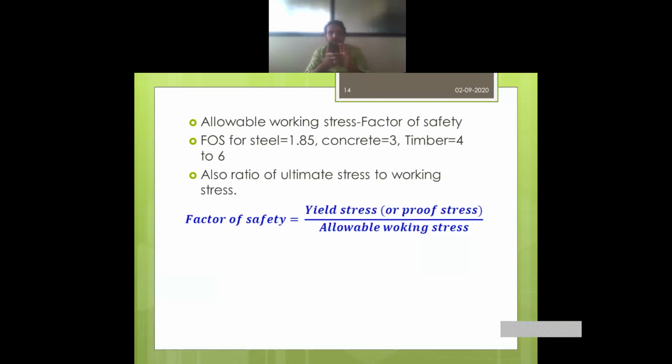But when someone presses it or it falls down, it has some resistance, right? So up to some extent it can take. So that is working stress.